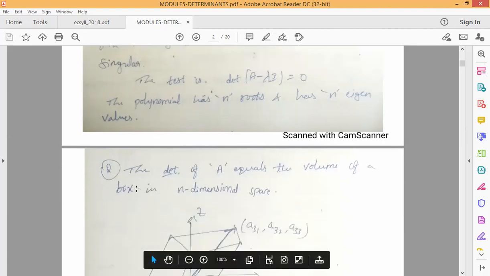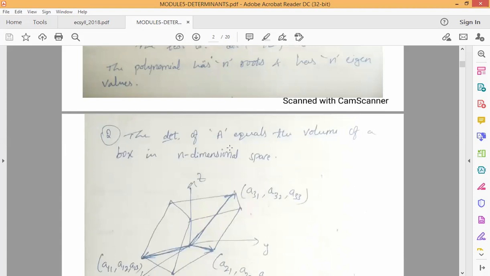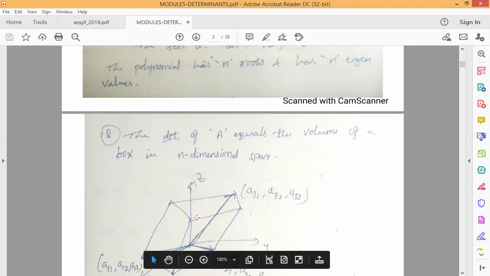Now the second use of the determinant. The determinant of the matrix A is equal to the volume of a box in n-dimensional space. You can take either one dimensional, two dimensional, three dimensional, four dimensional, or n dimensional space in general. When you calculate the determinant of a matrix A, it is simply equal to the volume of a box defined in the n dimensional space.